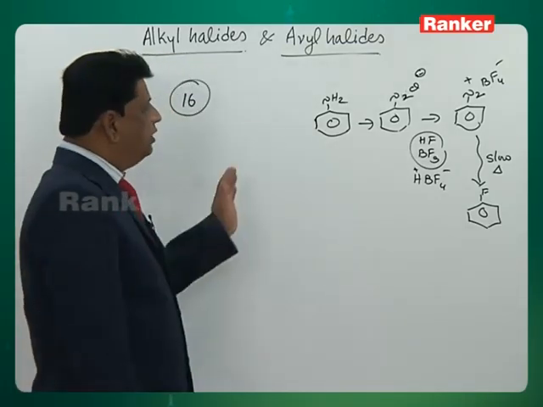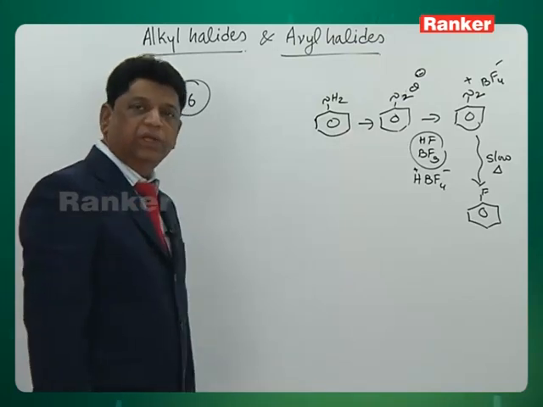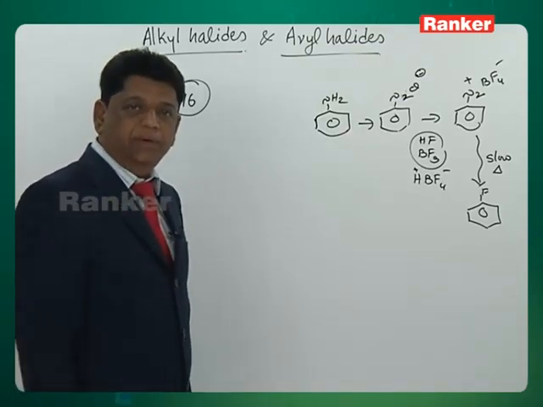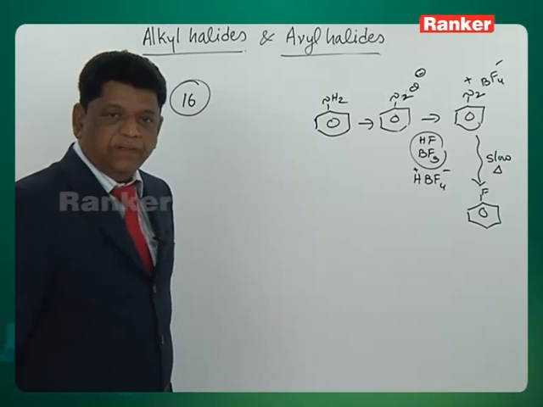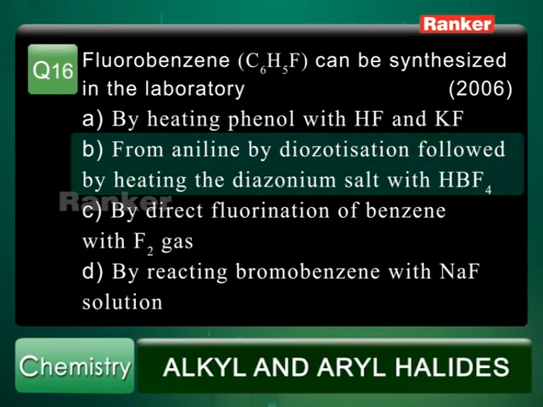So therefore we are slowly controlling the reaction so that fluorobenzene forms. It is a name reaction called the Schiemann reaction. It was also asked in the last 2 years. So the answer goes to B therefore.